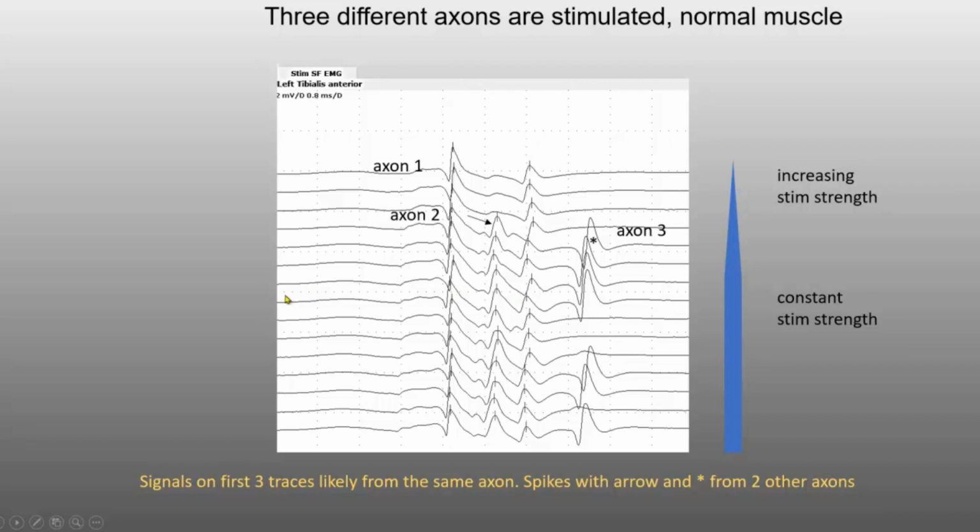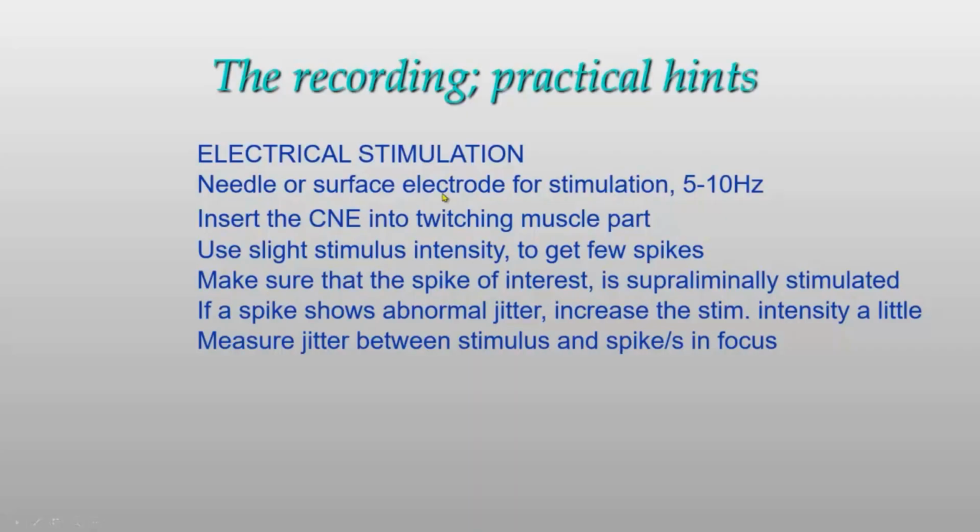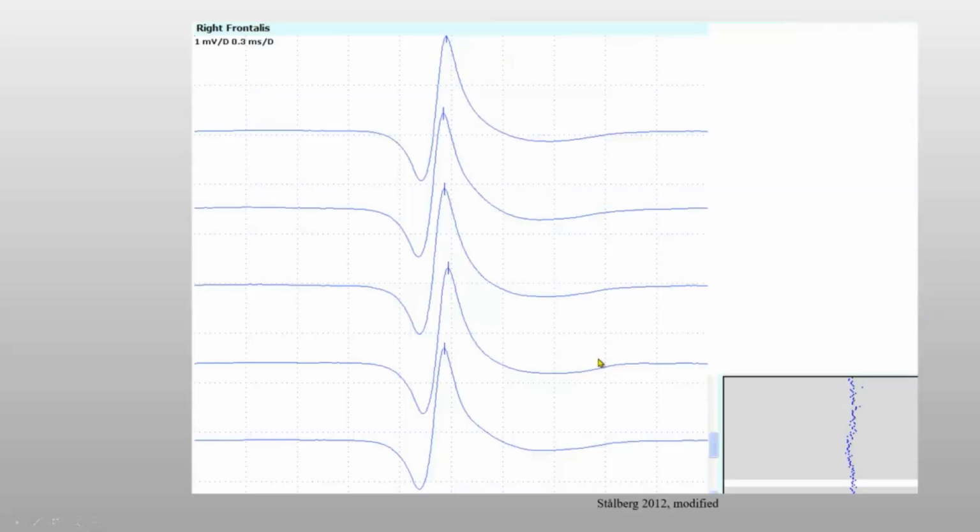With electrical stimulation we measure the jitter between the stimulus artifact and each individual peak. The practical thing is that we stimulate with a frequency of 5 to 10 hertz, and we use a slight stimulus of short duration, usually 0.05, and we make sure that the spike of interest is supraliminally stimulated, as I just said.